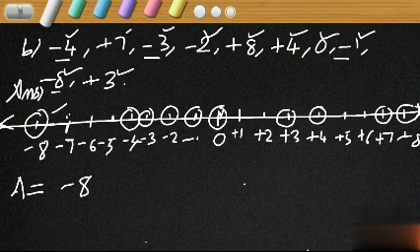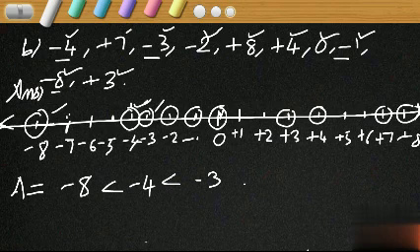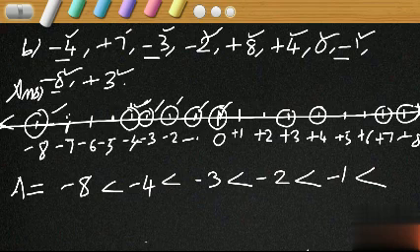Which is the symbol in between in ascending order? Yes, less than. Minus 8 less than. Next, do we need to write minus 7 here? No. Why? It is not among the given numbers. Next comes minus 4, less than, then minus 3, less than, minus 2, less than, minus 1, less than, then 0, less than.